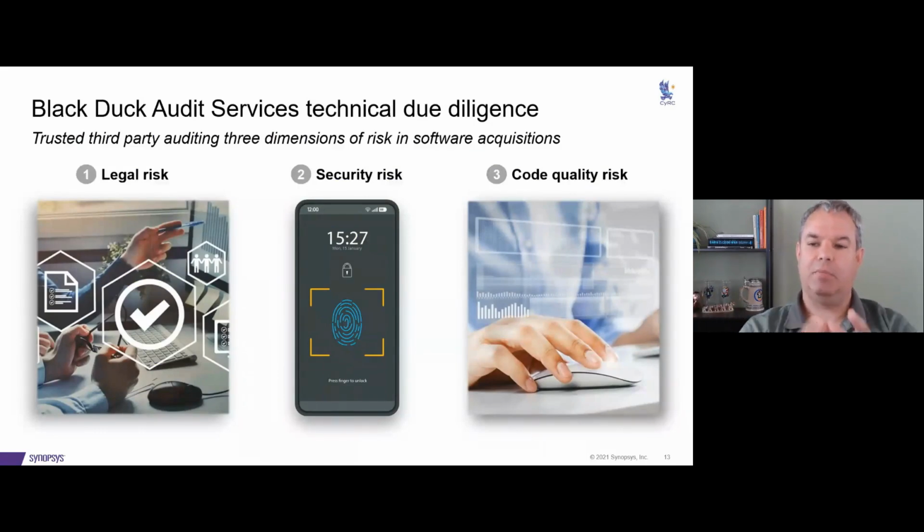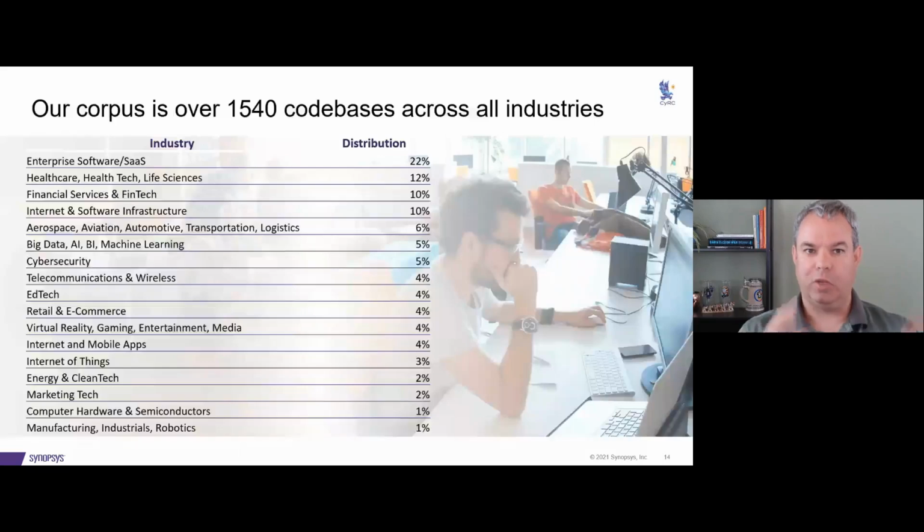The data behind all of this is what we're using in our OSSRA report. So this year, we have a little over 1,500 code bases. So basically the source code for an application that we were auditing. And it's distributed across all of the industries.